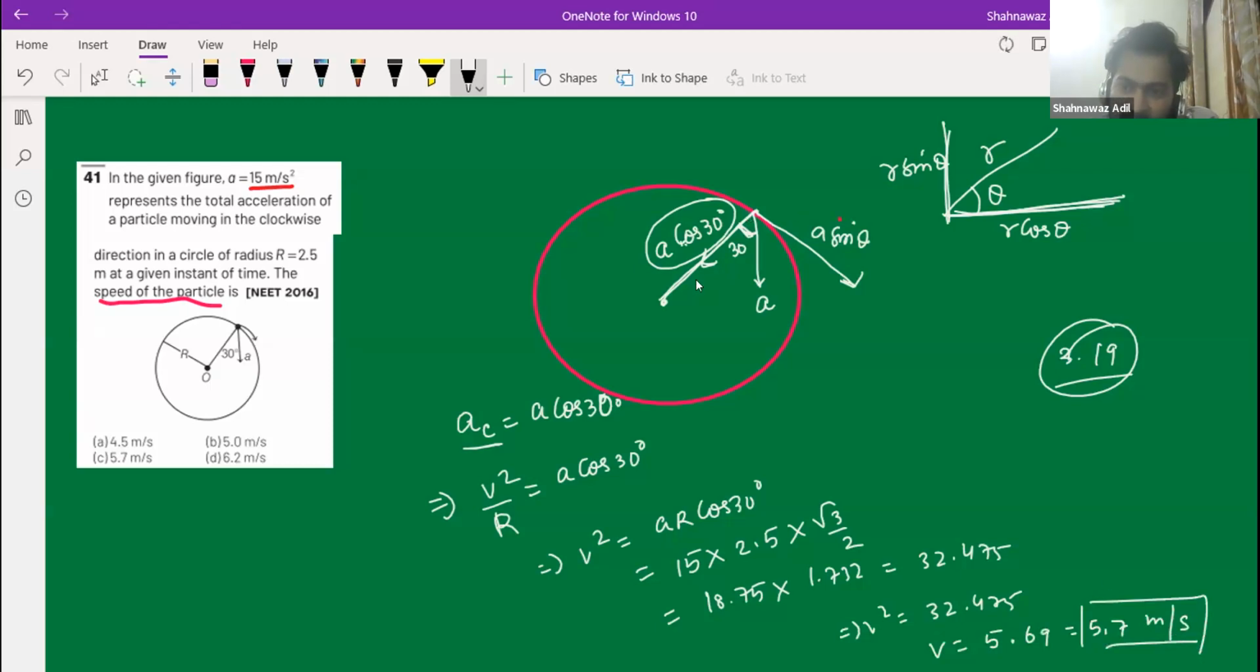Is it clear? We just have to write the centripetal acceleration towards the center, and then equate it with the relation of velocity. Then we'll get the result. Quickly note this thing down, and then we'll start laws of motion. In laws of motion, you guys need to first note down the concepts. I have already written those. You just have to note them down, guys.